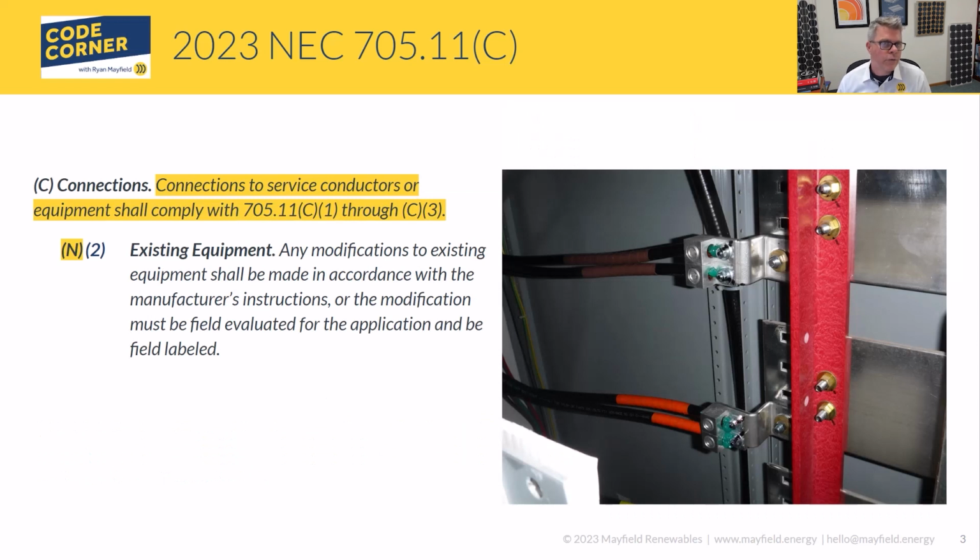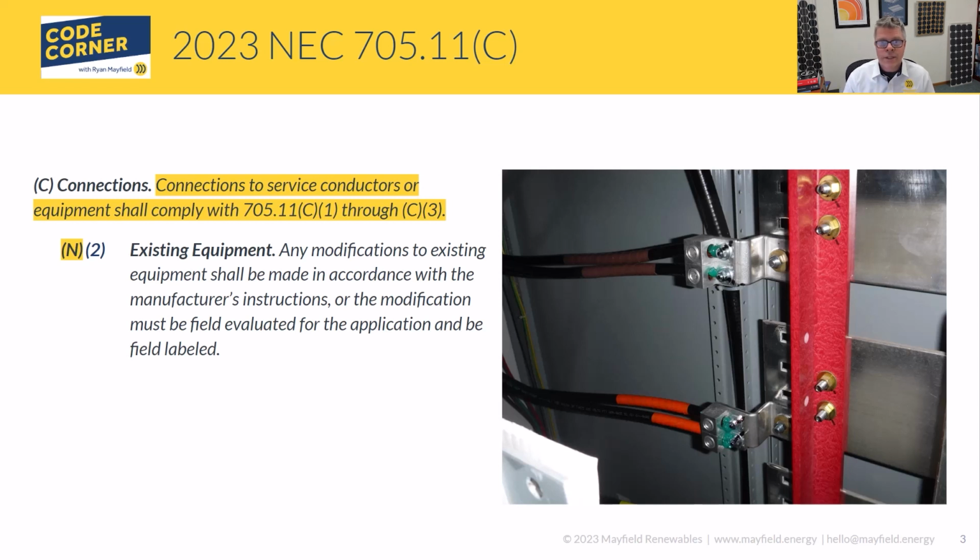705.11(c) does continue on, so there's two more sections. Number 2 gets into existing equipment, and so any modifications to existing equipment shall be made in accordance with the manufacturer's instructions, or the modification must be field listed and labeled, field evaluated, I should say, for the application and labeled.